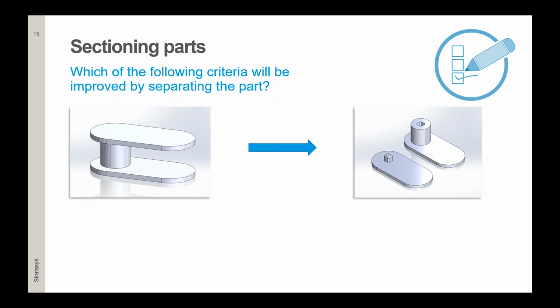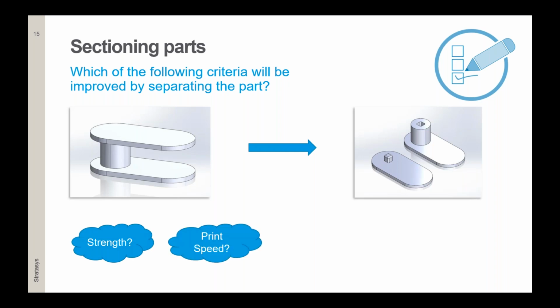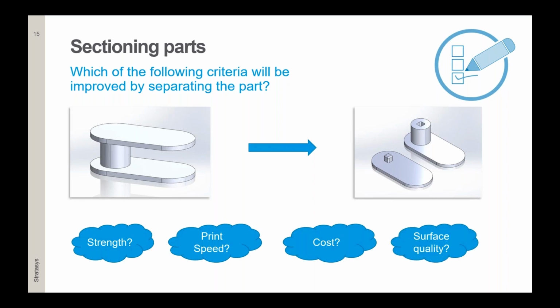So if you were participating or looked at the recording from the last part, we spoke about orientation and what it affects. So thinking about this, can you guess which of the following criteria will be improved by separating these parts into two? Will it be strength, print speed, costs, surface quality? You can have multiple answers on this, and just tell me what you think will be affected or improved when printing separately.